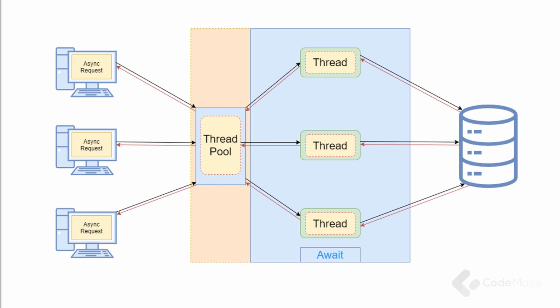After the 3 seconds, when the database returns the result to the API, the thread pool assigns a thread again to handle that response. So, with that cleared out, let's learn how to implement asynchronous code in an ASP.NET Core application. The async and await keywords play a crucial part in asynchronous programming.